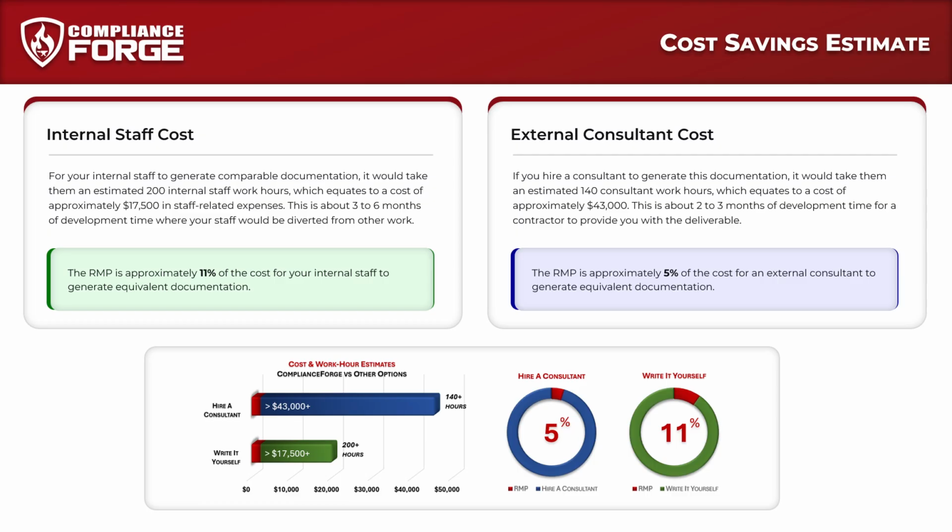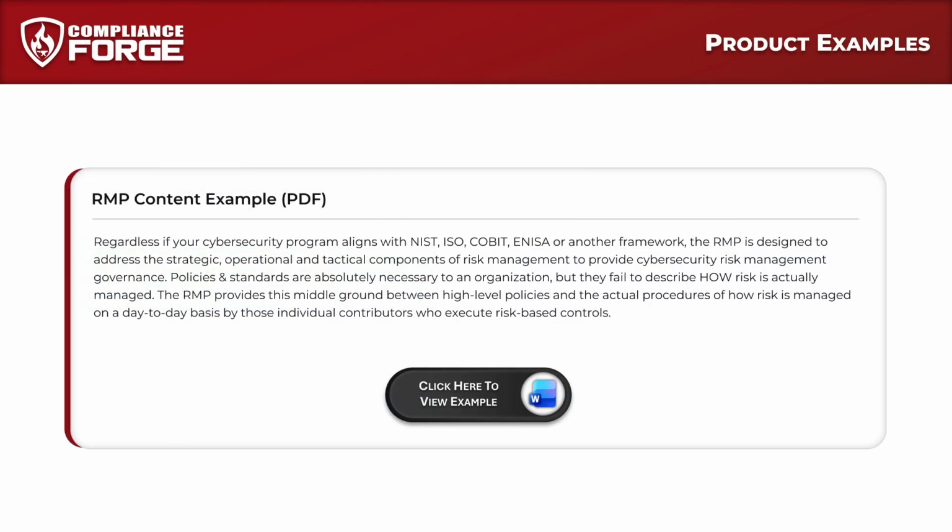The RMP is approximately 11% of the cost for your internal staff and approximately 5% of the cost for an external consultant to generate equivalent documentation. The program itself is $2,175. Regardless if your cybersecurity program aligns with NIST, ISO, COBIT, ENISA, or another framework, the RMP is designed to address the strategic, operational, and tactical components of risk management. A PDF example on the product page shows representative content, so you can evaluate the quality and structure of the documentation before purchase.